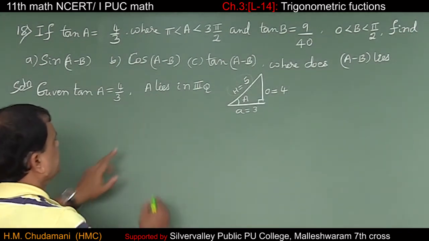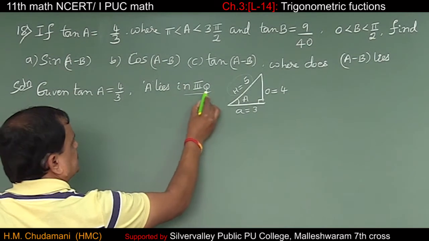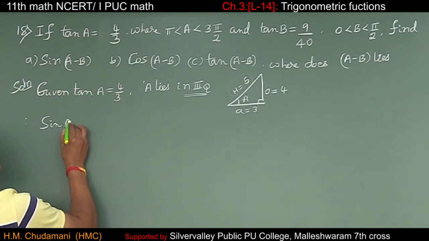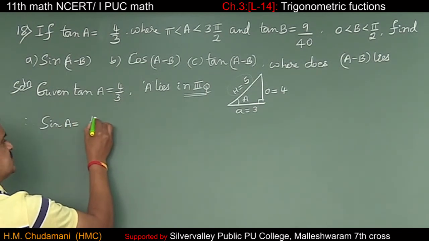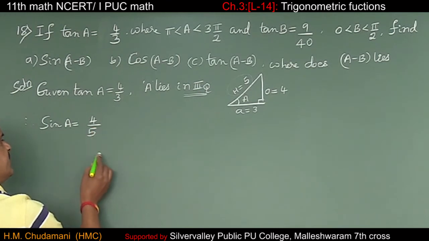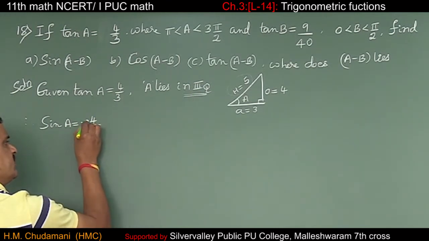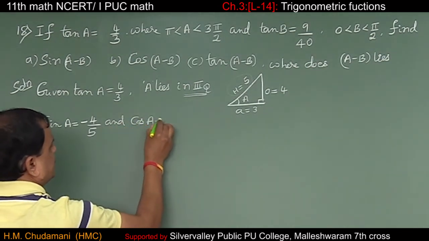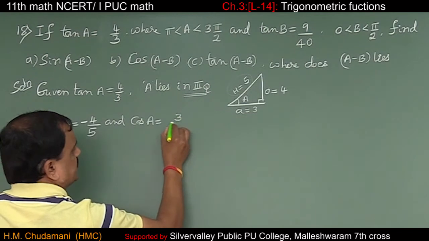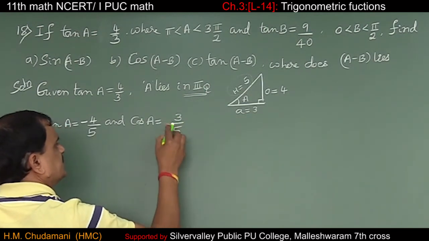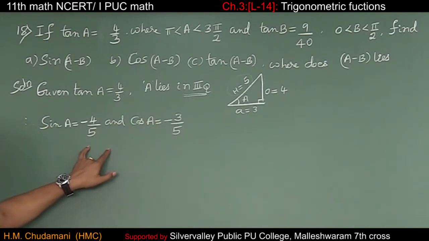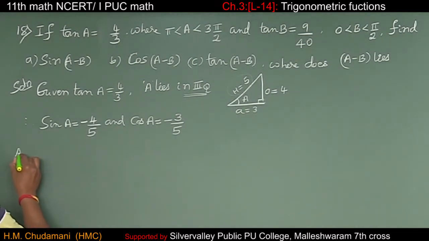So since angle A lies in the third quadrant, sin A is equal to opposite side 4, hypotenuse side 5. Sin A in the third quadrant is negative, and cos A is equal to adjacent side divided by hypotenuse side, so cos is also negative. Sin A and cos A both are negative, whereas tan is positive in the third quadrant.